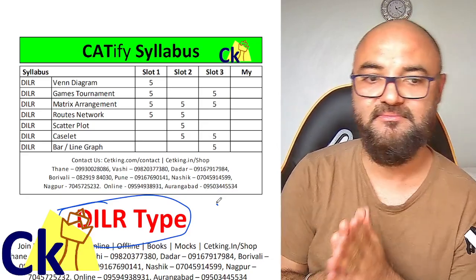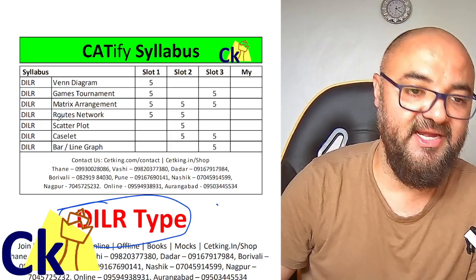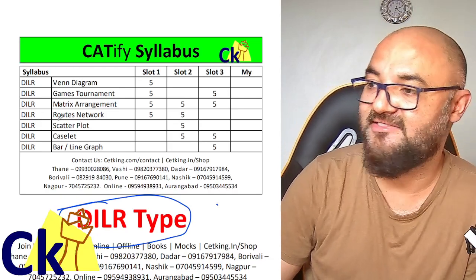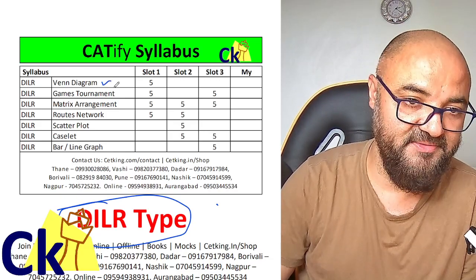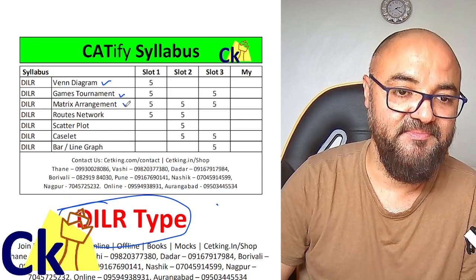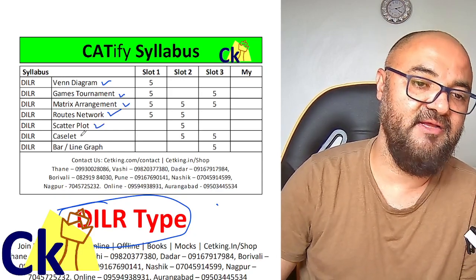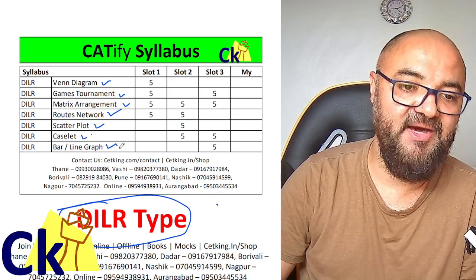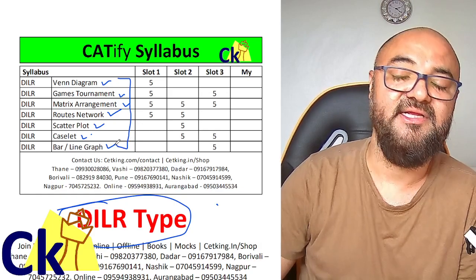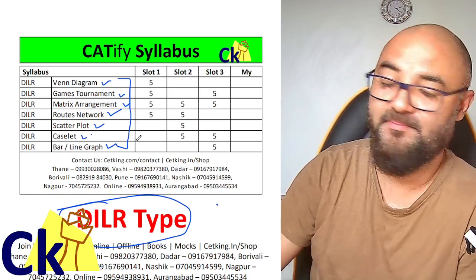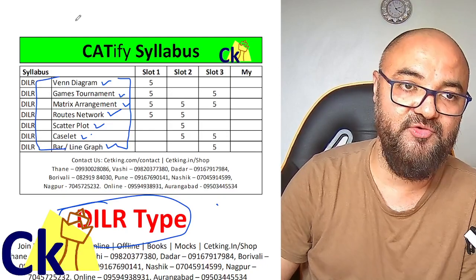So this is the syllabus from the DLR point of view from the CAT exam. या मैंने आपको बेसिकली क्या किया, लास्ट ईयर का पूरा CAT का पेपर दे दिया. So Venn diagram, very important topic. Games and tournament, matrix based arrangement, routes and maps, scatter plot diagram, caselet, and bar chart, line chart, graph chart. So this is your topic you have to do. इसके अलावा तुम्हें जो करना है करो, but ये वो topic है which is the most important topic from the DLR point of view which you have to do.